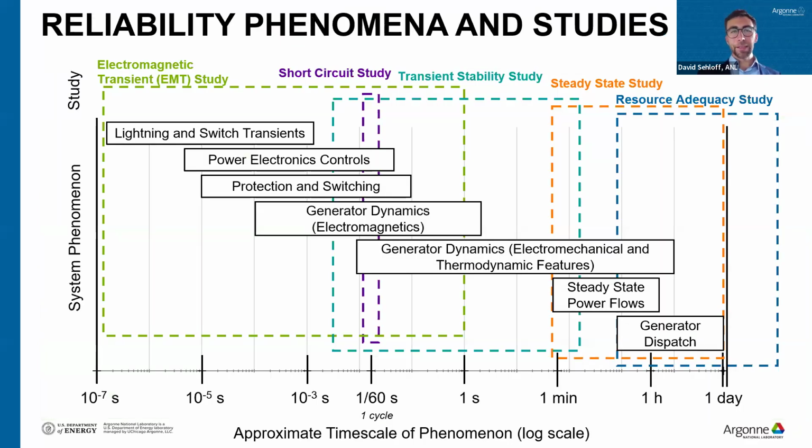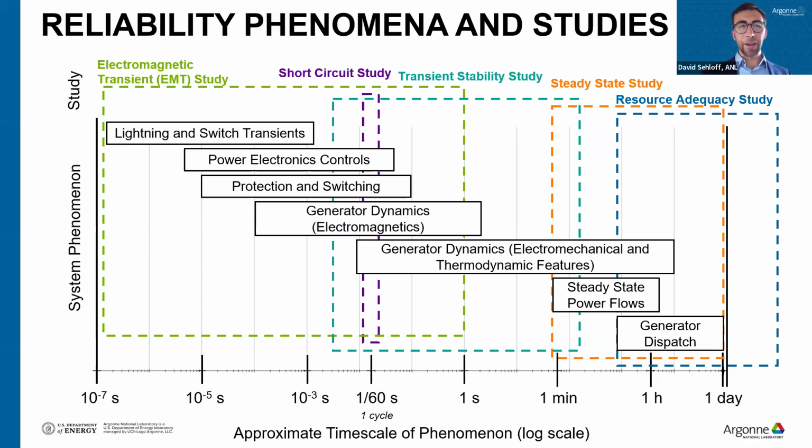Next slide, please. So I mentioned that there are a lot of grid phenomena and timescales involved, and this map just helps illustrate that, I hope. The timescale on the bottom is a log scale going from tenths of a microsecond up to a day, and there are phenomena that overlap across this entire timescale, and all of these fit within the realm of reliability studies.